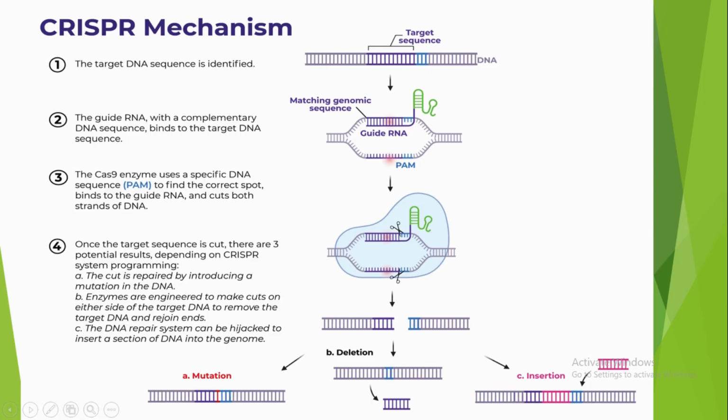Once the target sequence is cut, there are three possible results depending on the CRISPR system programming. The first is that the cut is repaired by introducing mutations in the DNA. The second is that some enzymes are engineered to make cuts on either side of the target DNA to remove it and rejoin the ends. The third is that the DNA repair system can be changed to insert sections of DNA into the genome.